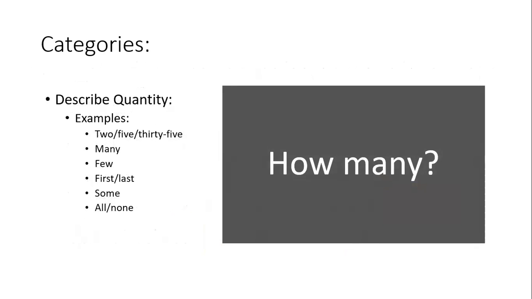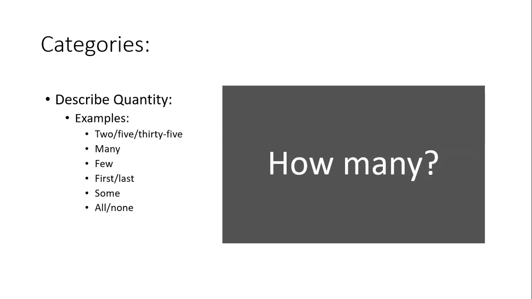There are many categories for adjectives, and I'm going to name most of them here in this presentation. This is where you want to be ready to take notes. I would label this as categories of adjectives, and I would copy these down. So the first category is where we describe quantity, and it answers the question, how many? For example, 2, 5, 35, and these numbers are giving us exact numbers.